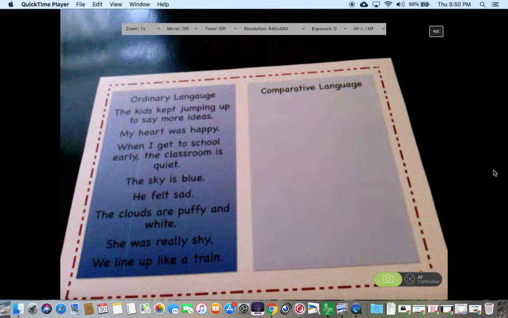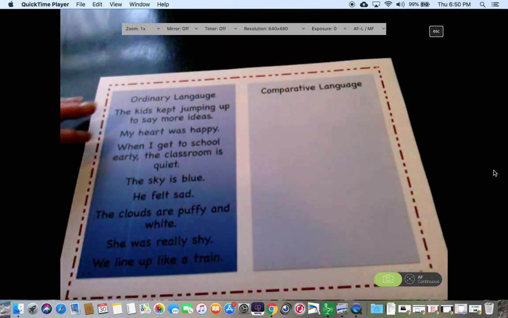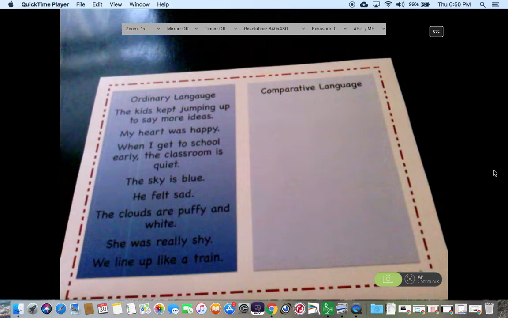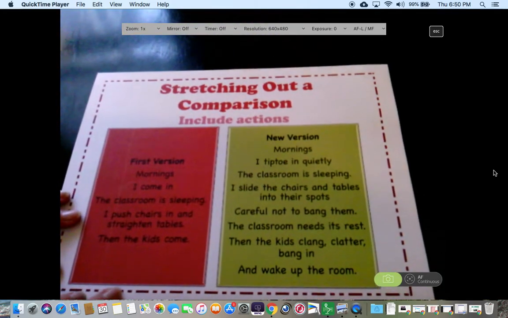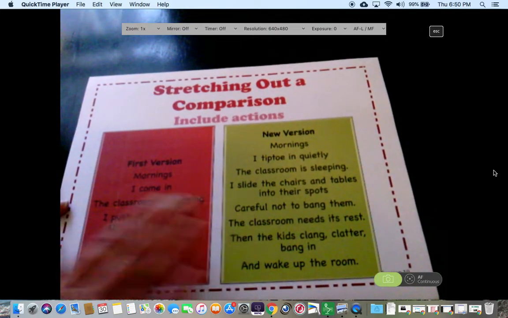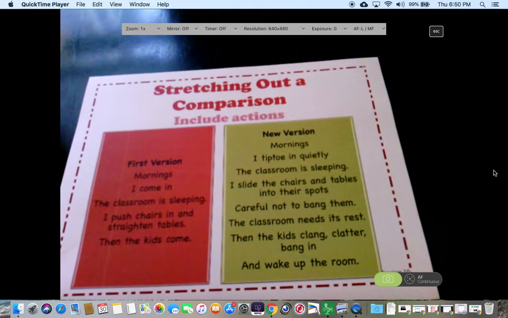And so we definitely want to try to find a way to take the ideas that we have here that are just ordinary ideas and make them more exciting to really match the mood. So I'm going to go with when I get to school early, the classroom is quiet. And what we're going to take a look at is comparisons. So I have two versions of this, and to keep you focused, I'm going to cover up the second one. I want you to just look at this first version.